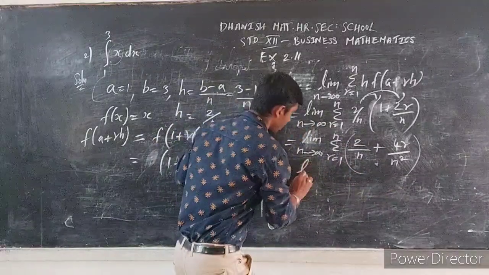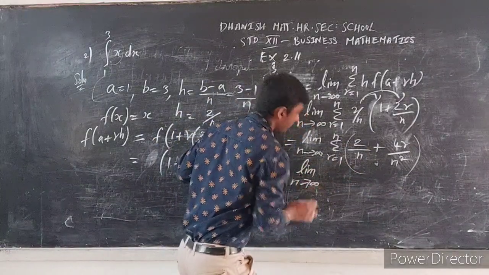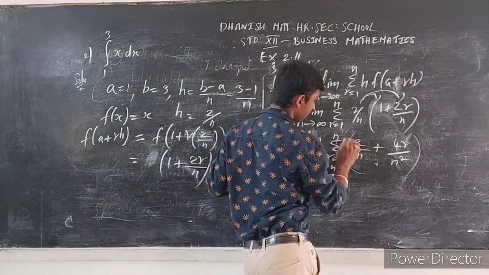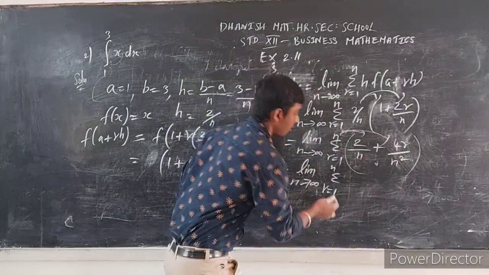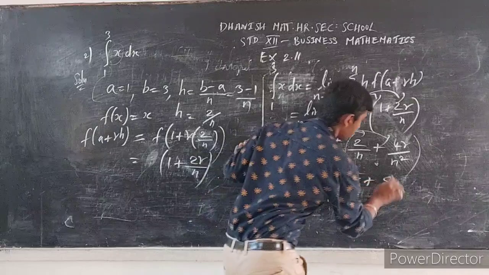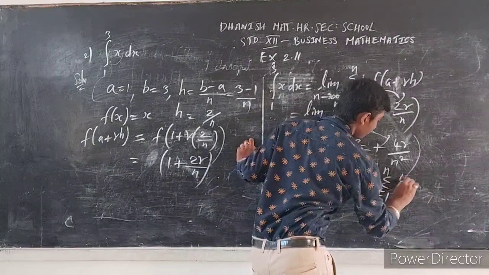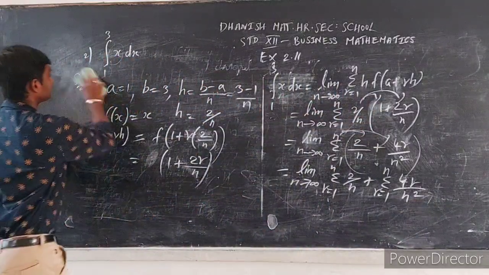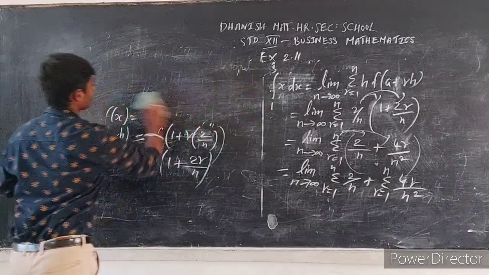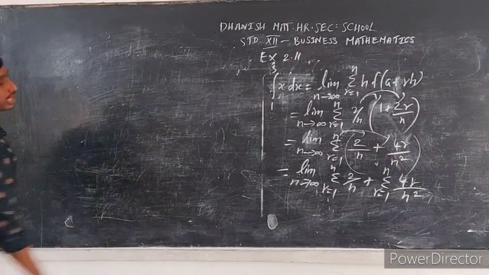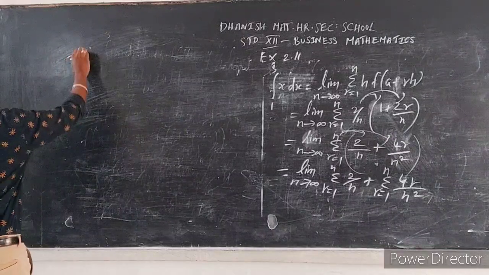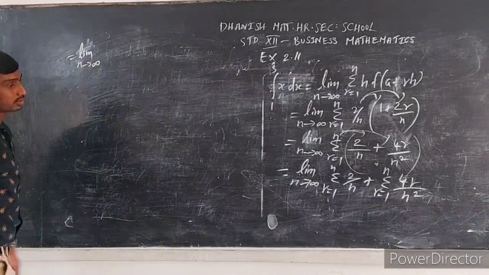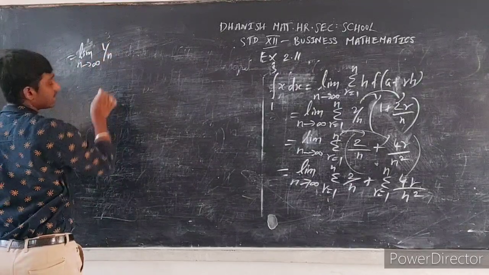So let's write the limit n to infinity summation r equal to 1 to n. Let's multiply this summation into both terms. So now we are going to write like this: 2 by n plus summation r equal to 1 to n, then 4r divided by n square. The next step. Now we are taking common values. So listen, 1 by n. Now I am taking 1 by n outside from the summation.